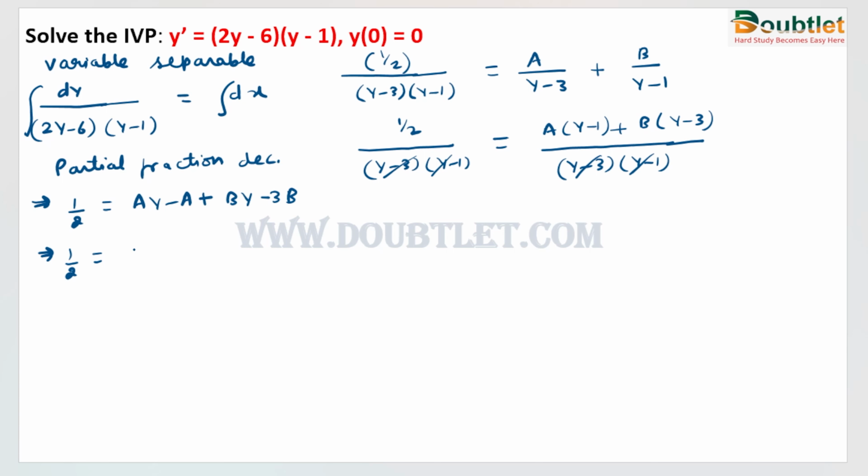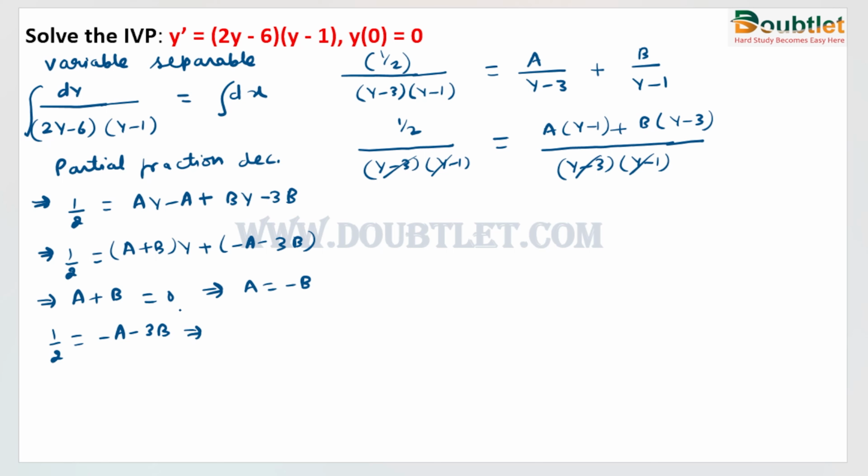So 1/2 is equal to, if we take y common, (a + b) multiplied by y, plus (-a - 3b). We know that on the left hand side the coefficient of y is 0, so we can write a + b = 0. So from this equation we know that a = -b, and if we equate the constant terms, then 1/2 = -a - 3b.